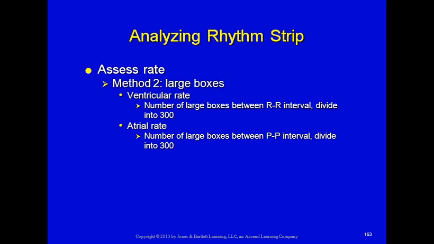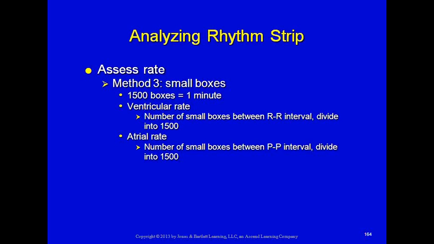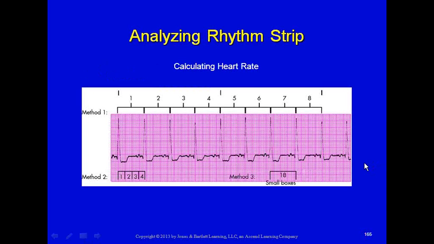A second method is to count the number of large boxes between one QRS and another QRS, and then divide that number of large boxes into 300. The same would hold true if you wanted to know the atrial rate. Measure the distance from P to P and divide those large boxes into 300. Another method is the 1500 box method, where you take the number of small boxes and divide that into 1500. And you can do the same for the atrium.